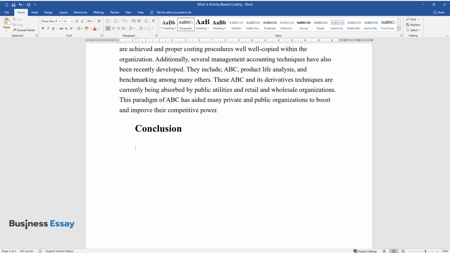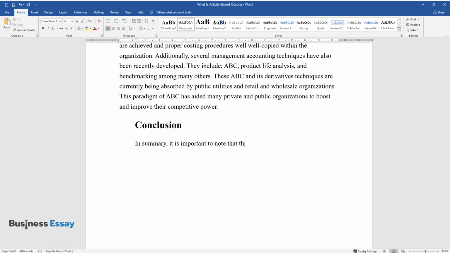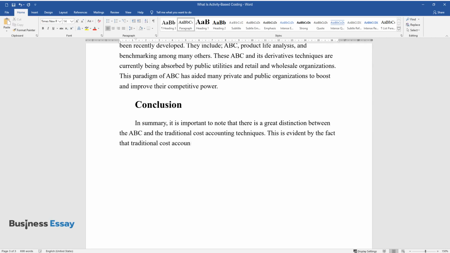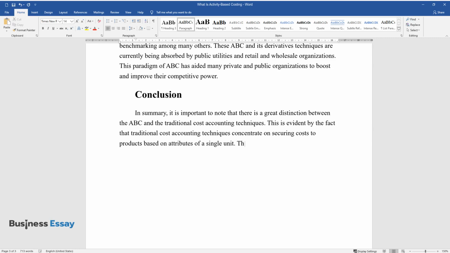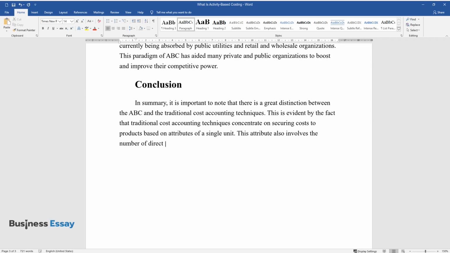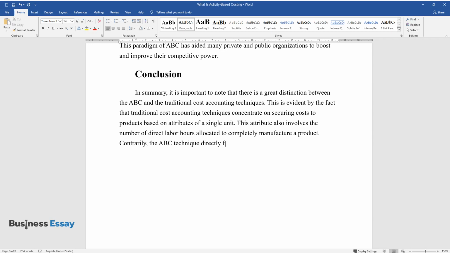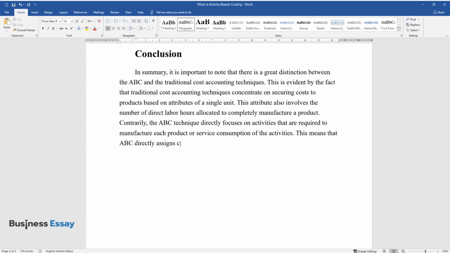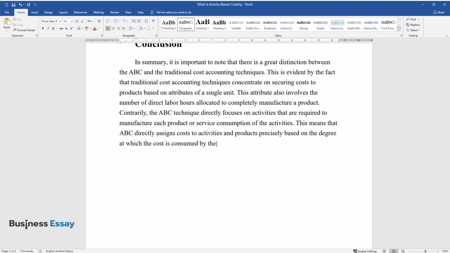Conclusion. In summary, it is important to note that there is a great distinction between the ABC and the traditional cost accounting techniques. This is evident by the fact that traditional cost accounting techniques concentrate on securing costs to products based on attributes of a single unit. This attribute also involves the number of direct labor hours allocated to completely manufacture a product. Contrarily, the ABC technique directly focuses on activities that are required to manufacture each product or service consumption of the activities. This means that ABC directly assigns costs to activities and products precisely based on the degree at which the cost is consumed by the product.